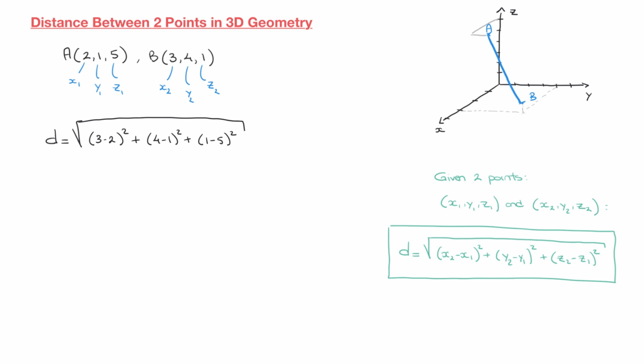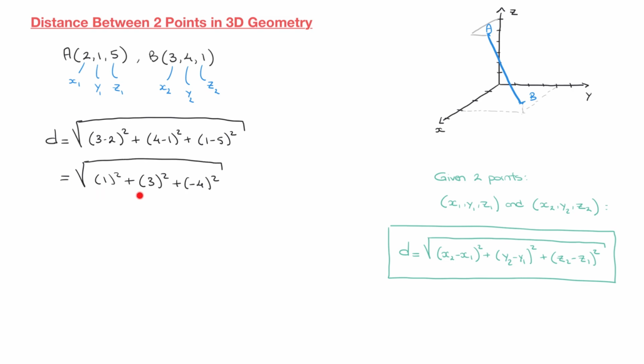Okay, all we have to do now is calculate. And so for the sake of this tutorial, I'll add a bit of detail to my working here. But of course, if you have a calculator, you could just plug all of this into it in one go. But so here we'll have this. This will equal the square root of 3 minus 2, which is 1, so that becomes in parentheses 1 squared, plus in parentheses 4 minus 1, which is 3, so that's 3 squared, plus in parentheses 1 minus 5, which is negative 4, so that's negative 4 in parentheses squared. And again, all of that's under the square root.